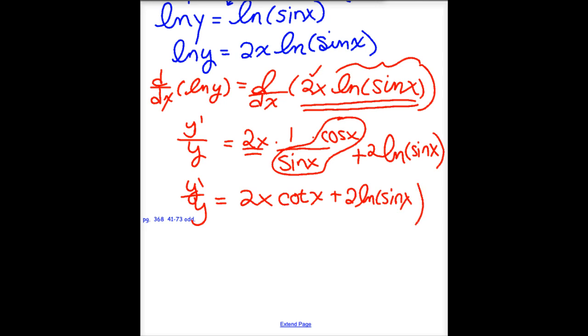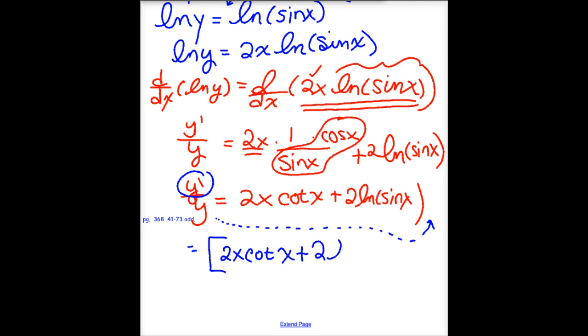All right. Now my goal, again, don't lose track of the end goal. My goal is to figure out the derivative of the function. So if I multiply by y, I'll have it. So my answer is 2x cotangent x plus 2 ln sine x.